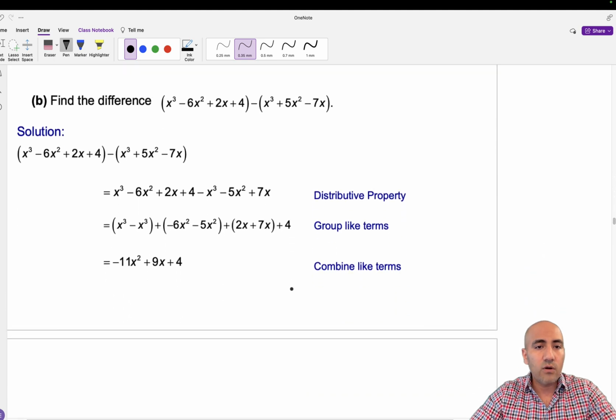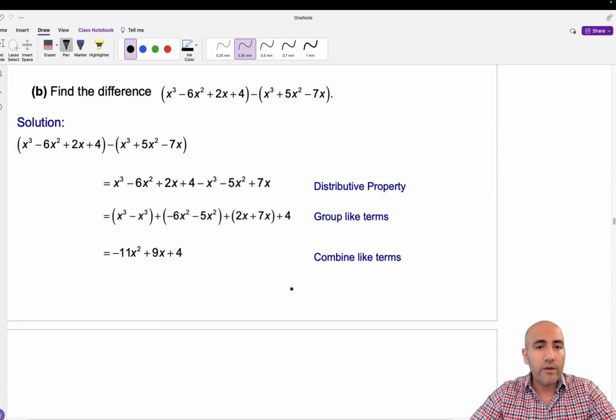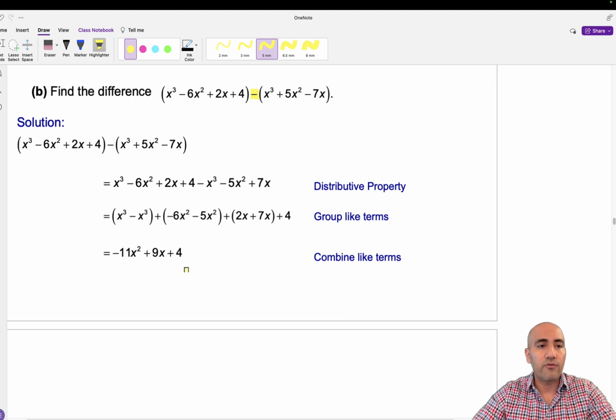And for the second one, same thing. We distribute this minus here, so we get a minus 3x, minus x cubed minus 5x squared plus 7x. When we distribute this minus across each of these, the sign changes. And then we combine them. X cubed minus x cubed cancels. Minus 6x squared minus 5x becomes minus 11x squared. And then 2x plus 7x gives you the 9x. Okay, so we get the same answer as before.